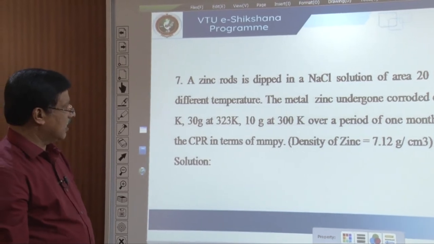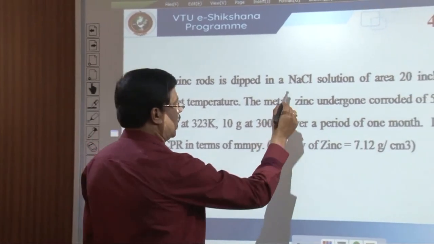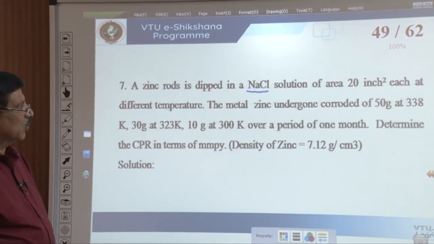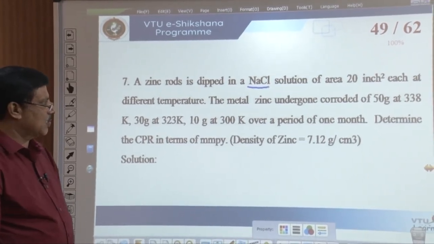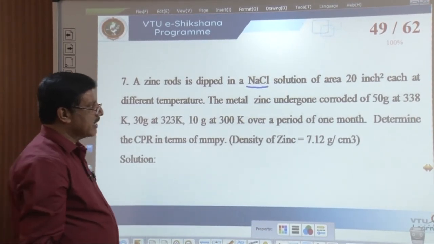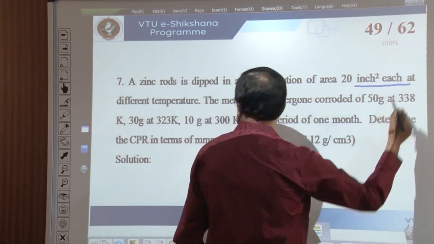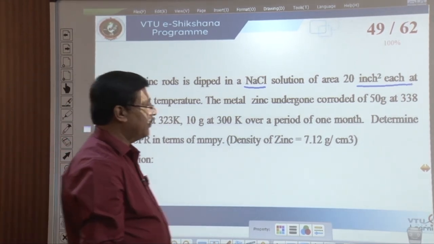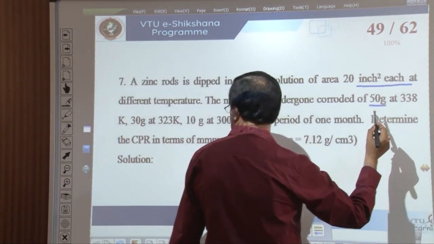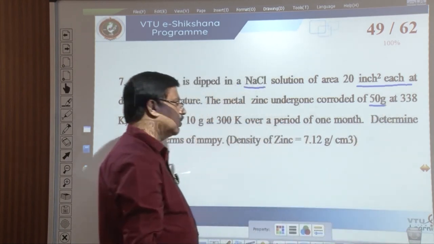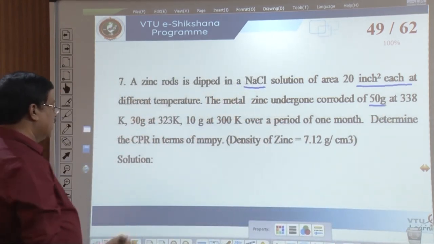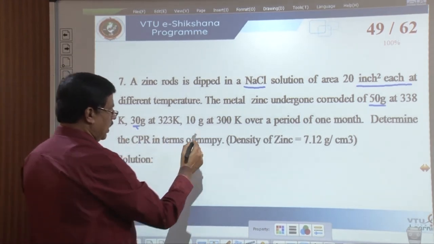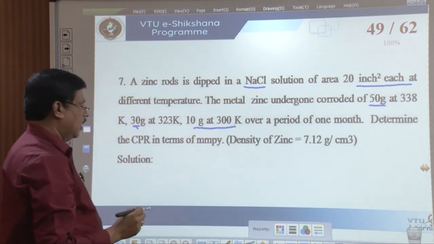Seventh one: a zinc rod is dipped in a sodium chloride solution. See, salt water; if you go to a shop and ask for salt, no one will give you sodium chloride, it is a salt. Solution of area 20 inch squared each at different temperatures. So the metal zinc corrodes 50 gram at 338 Kelvin, this is 50 gram into 1000 milligram, 30 gram at 323 Kelvin, and 10 gram at 301.